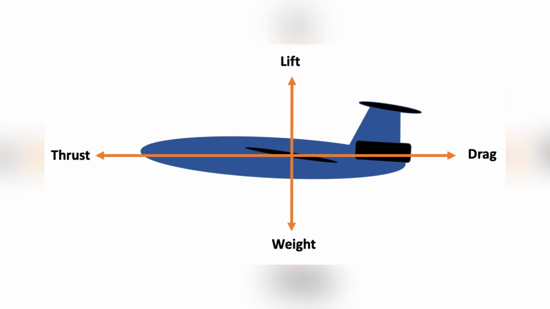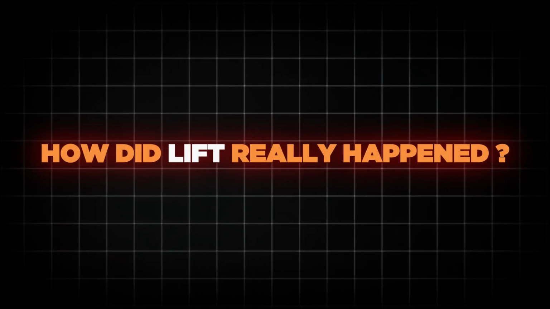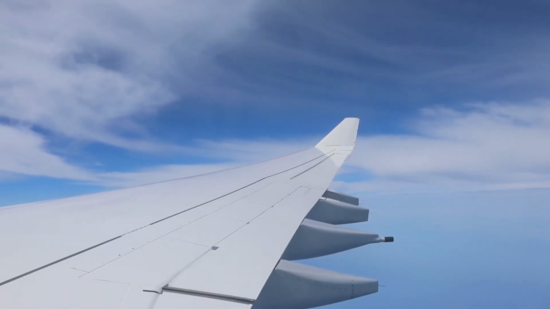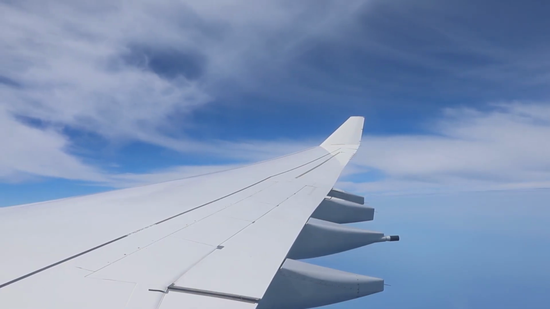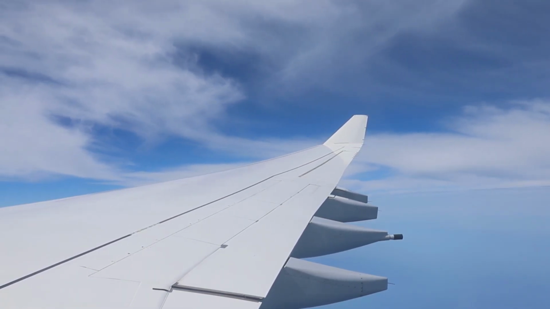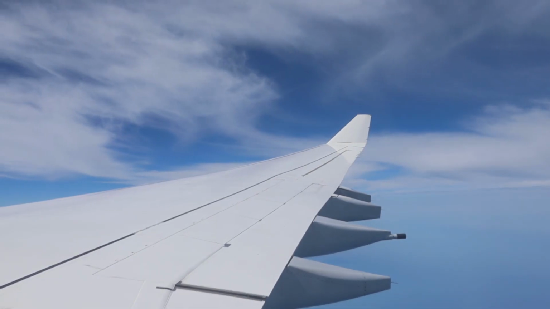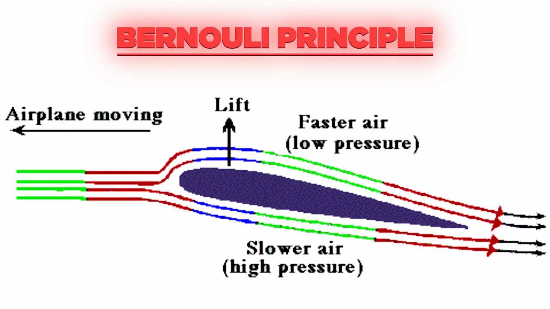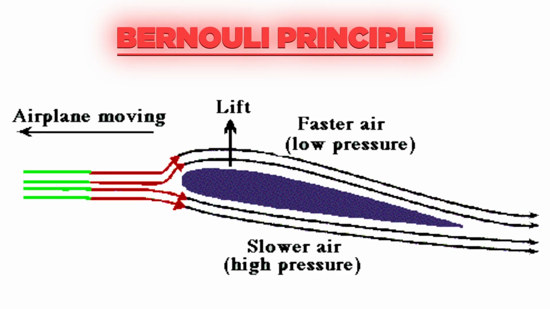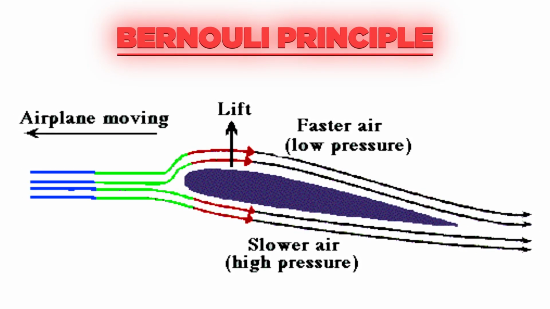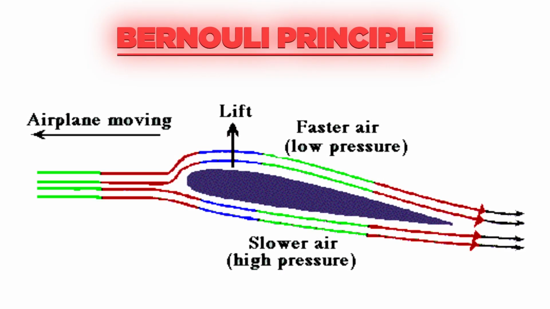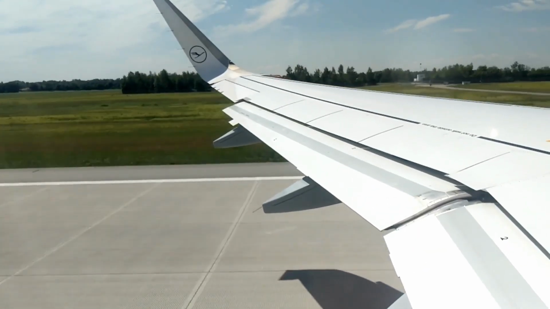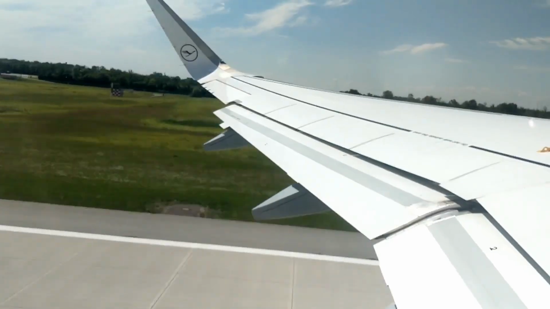Now that we've covered the forces, how does lift really happen? It all comes down to the shape of the wing, what we call an airfoil. The wing is usually designed so that the top surface is more curved than the bottom. As the plane moves forward, air splits at the front edge of the wing. The air traveling over the top of the wing moves faster than the air below. And here's where Bernoulli's principle comes in. When air moves faster, it creates lower pressure. So the faster air above the wing means lower pressure, while the slower air underneath creates higher pressure. That difference in pressure pushes the wing upward, and that's called lift.